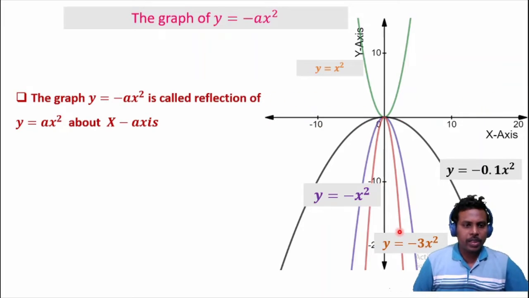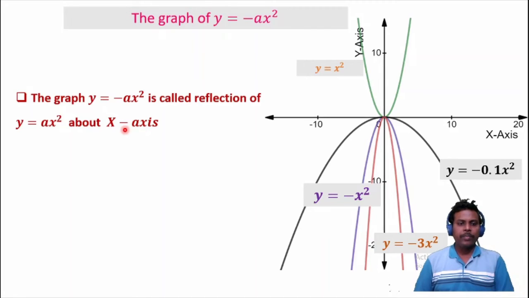The first point is the graph y is equal to minus ax square is called reflection of y is equal to ax square about x axis. Because if you observe, it is exactly the mirror image of y is equal to x square, and this x axis acts as a mirror actually. That's why it is called reflection of a graph about x axis.